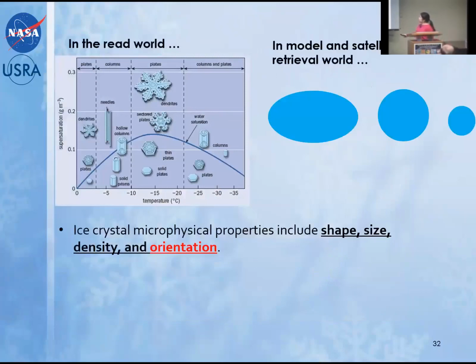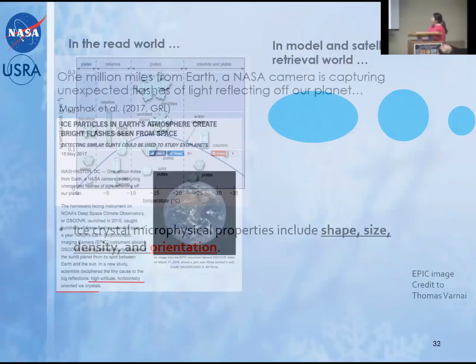In the real world, we know ice particles have different shapes, depending mostly on temperature and supersaturation. But in the model and retrieval world, we treat it rather simply. Even right now in the model collection 6, it has one shape assumption for all the ice particles and for the retrieval. So the ice crystal microphysics properties we talk about here include the shape, the size, the density, and the orientation. And what we're going to focus on is the orientation.